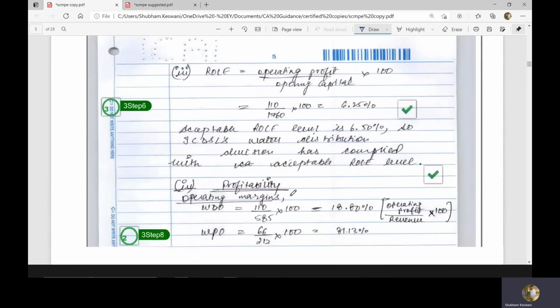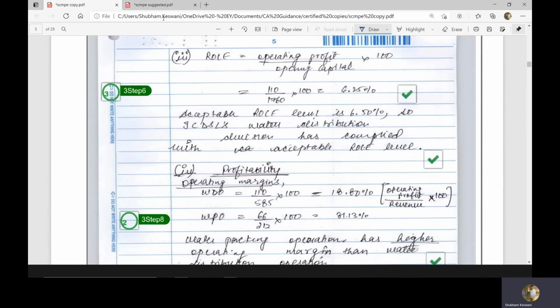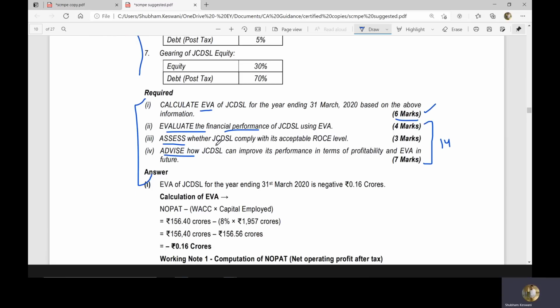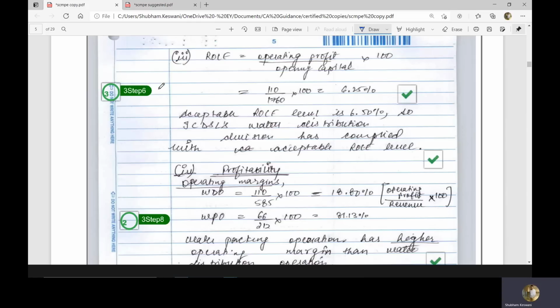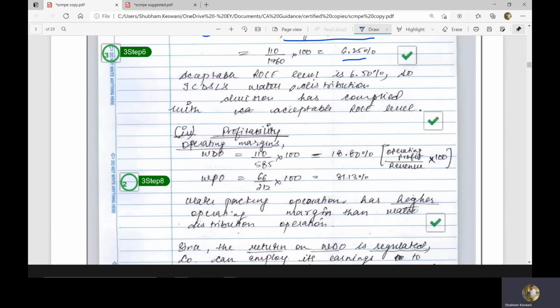Now coming to the third part of the question, where I was required to suggest whether this company is complying with the acceptable ROCE level. I calculated the ROCE, showed how I calculated it, gave the answer and stated that since the acceptable level is this and my level is this, I am complying with the provisions.